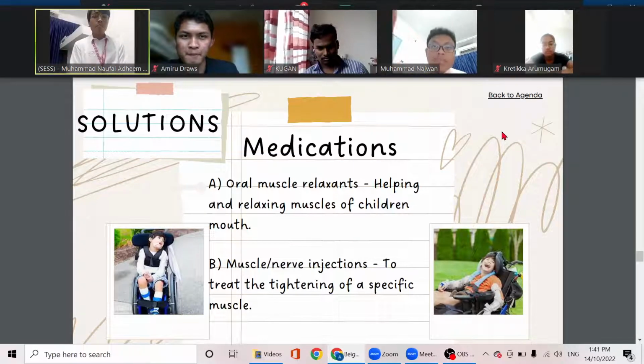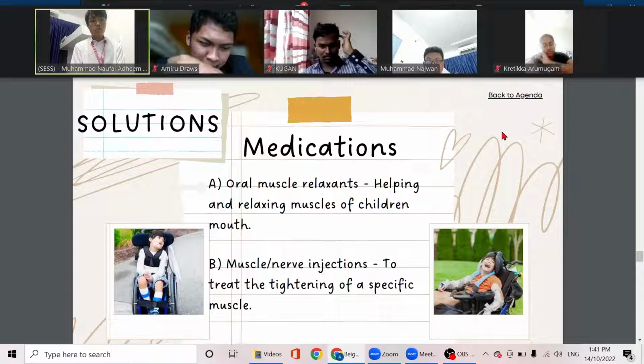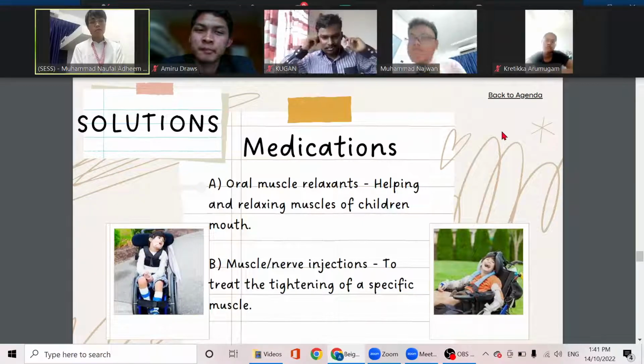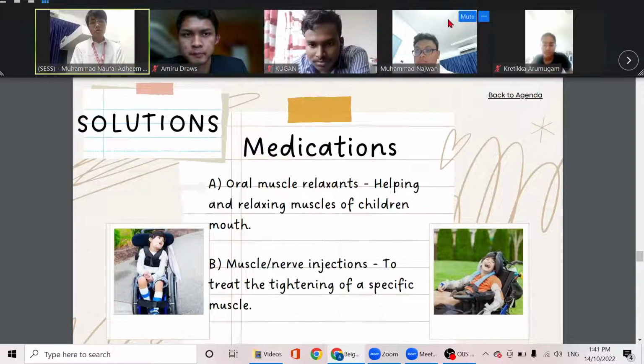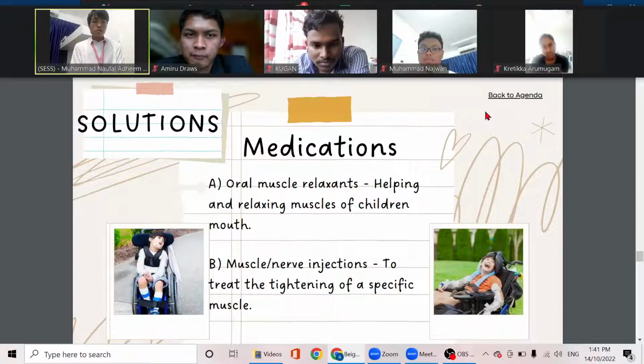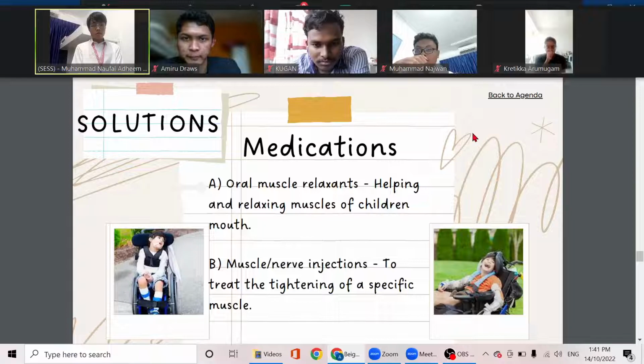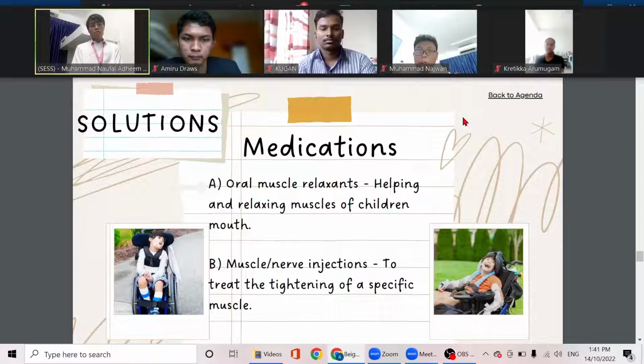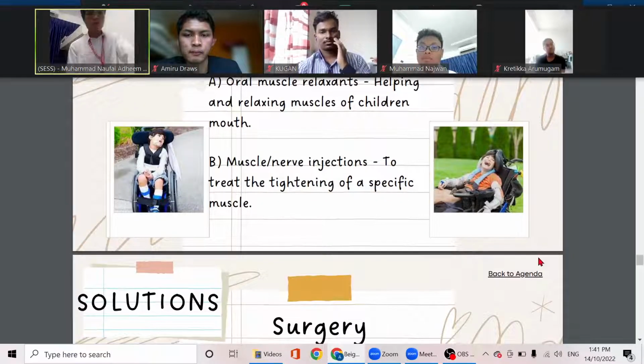Okay, sorry about that. I will be talking about the solutions again, medications. For medications, there are oral muscle relaxants. These oral muscle relaxants help relax the muscles of the children's mouth. That's pretty self-explanatory. And the next sort of medication are muscle and nerve injections. These injections help treat the tightening of a specific muscle because those with cerebral palsy always have tightened muscles. So these injections will help deal with those. Thank you. I'm done with my part. I'll pass it on to my friend Najwan.